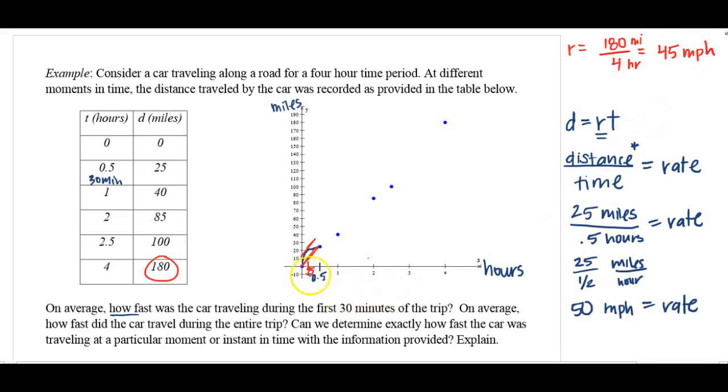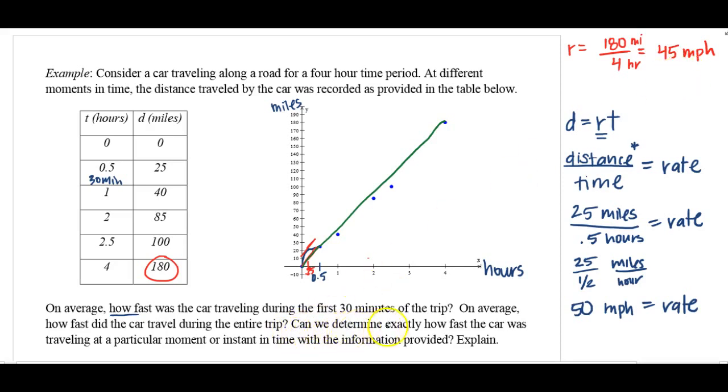So between the first 30 minutes, on average, I was traveling a little faster at 50 miles per hour, but over the course of the whole trip, so from time 0 all the way up to that last point, the slope of this line is 45. So on average, on the whole trip, I was traveling 45 miles per hour.